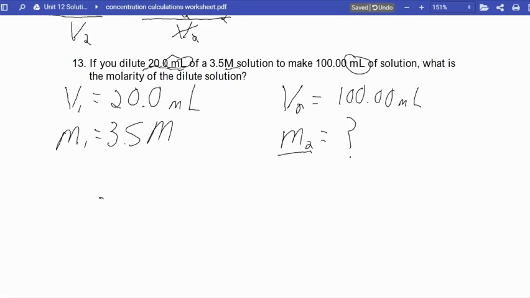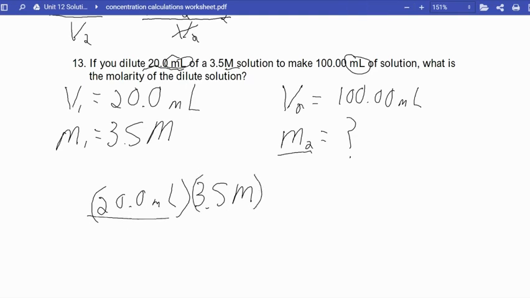So 20 milliliters times 3.5 molar divided by 100 milliliters. So we put that in our calculator: 20 times 3.5 divided by 100, and we get 0.7 as our calculator answer.